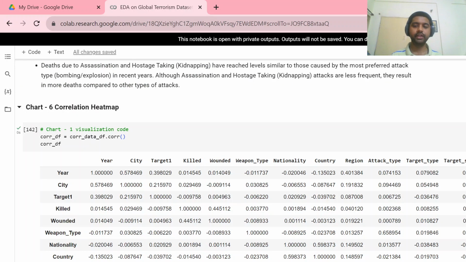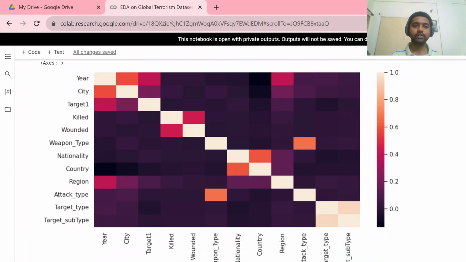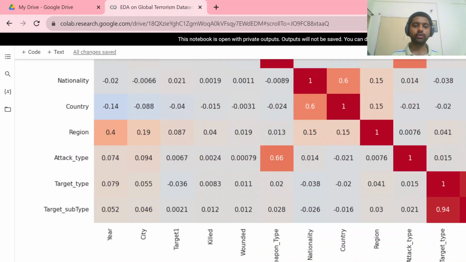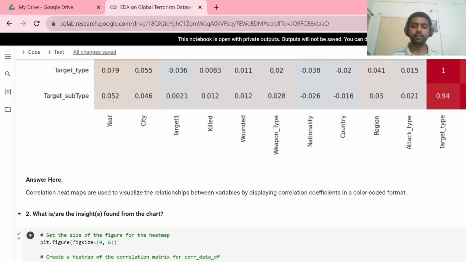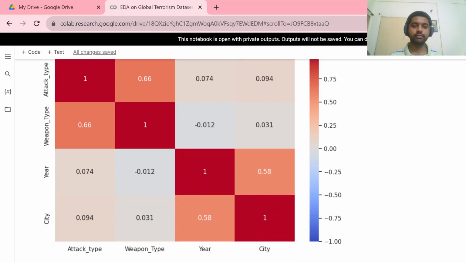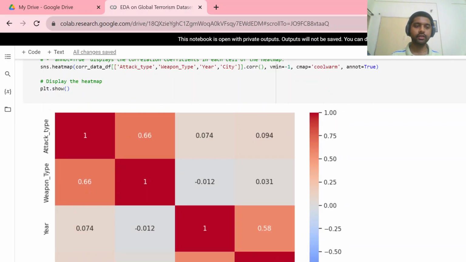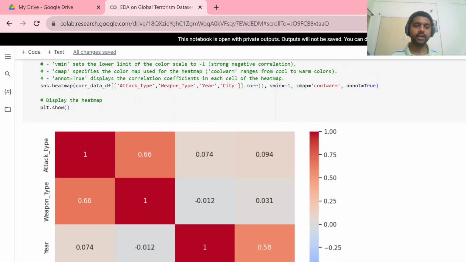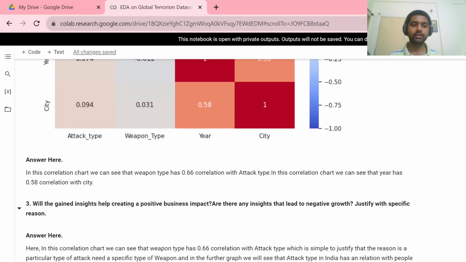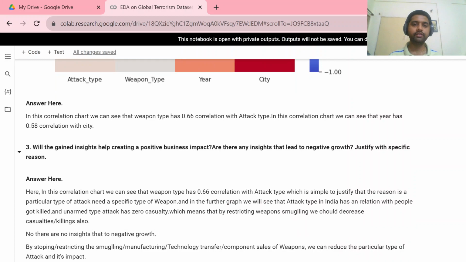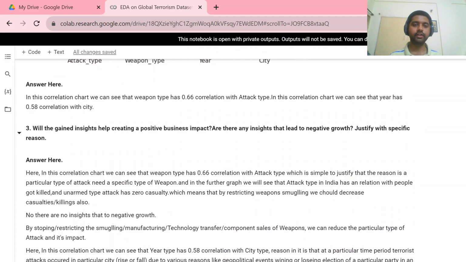Here we have made this correlation heat map. Here we can see the highest correlation is between the attack type and the weapon type. It means that the weapon type decides what type of attack is going to occur. The year and the cities mean that at different times, different cities and places are chosen by these terrorist groups.